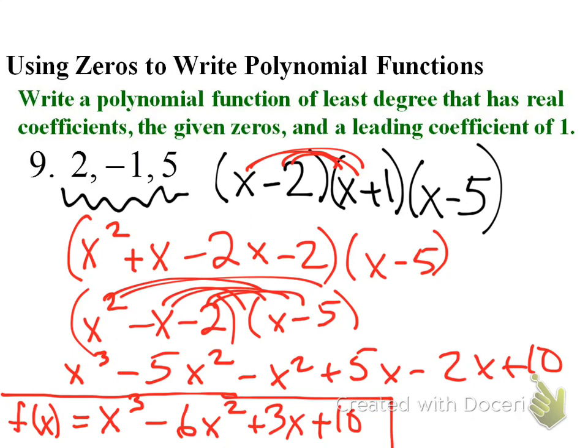Now, an easy way to double check would be to get your graphing calculator out or go to a computer with the internet and go to an online graphing calculator. Type this in and see if this is where it crosses the x-axis. If it is, this is the right function. If it's not, you need to start over. Any questions?